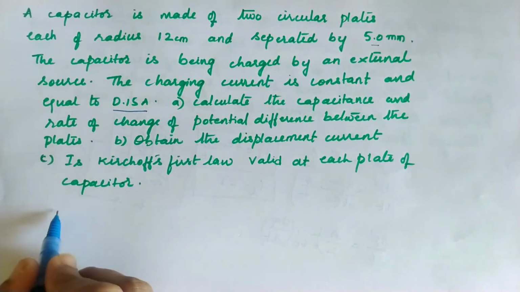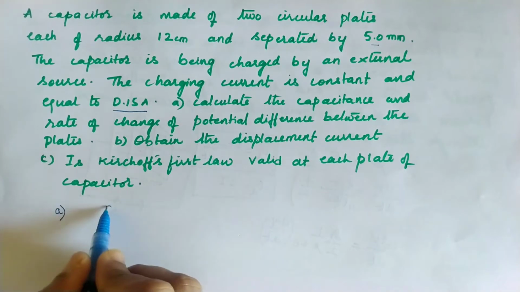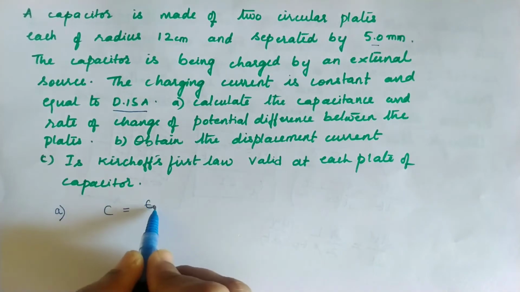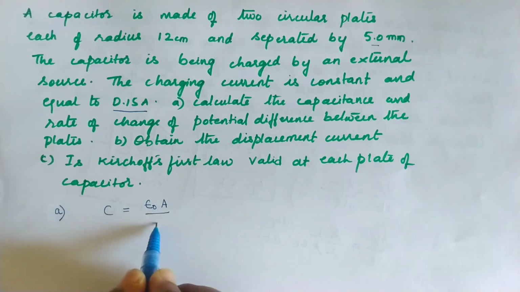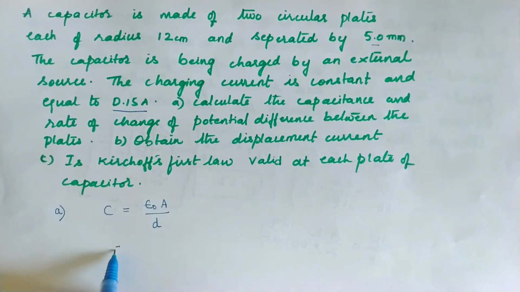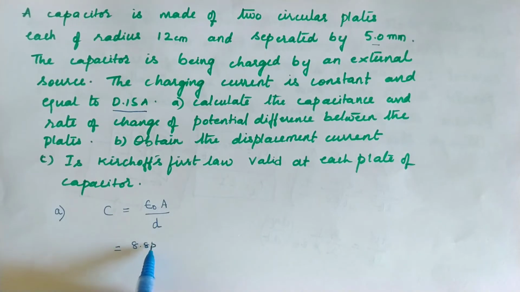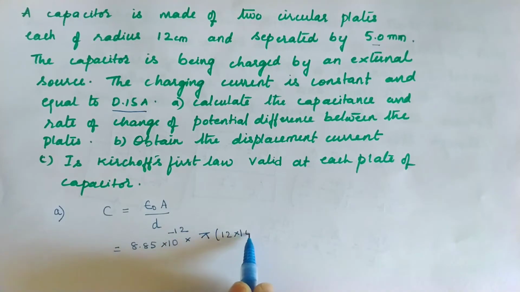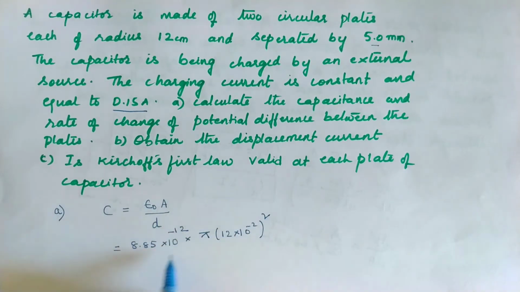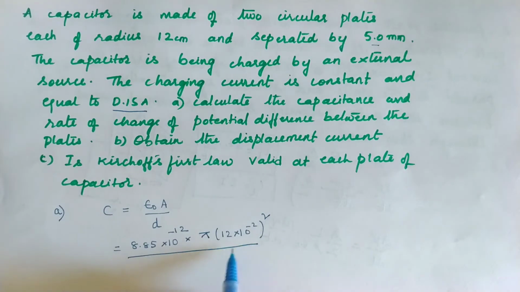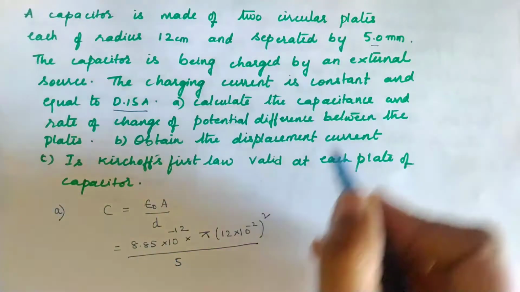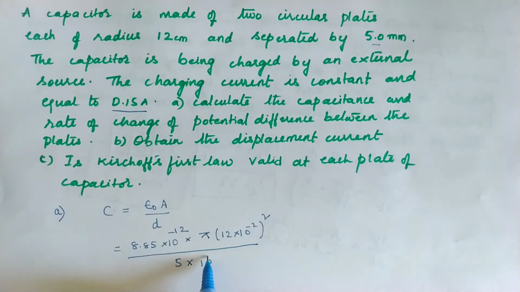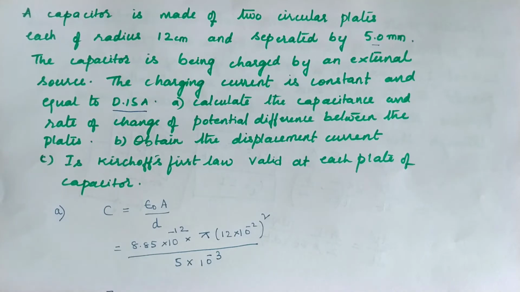Okay, let us start with the first bit now. Okay, this one is capacitance. We know capacitance is epsilon naught A divided by D. Epsilon naught is 8.85 into 10 to the power minus 12. It is a circular plate, so area is pi r square, 12 into 10 power minus 2 whole square, divided by distance between the plates, which is 5 millimeter. So 5 into 10 to the power minus 3. Simplify this relation.